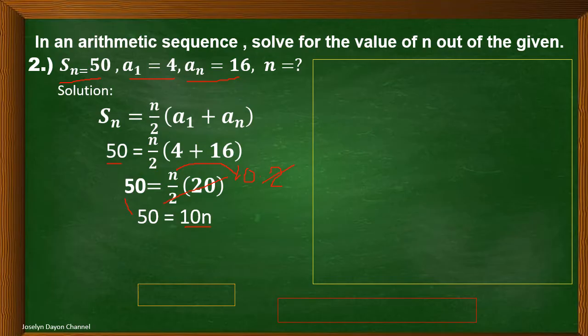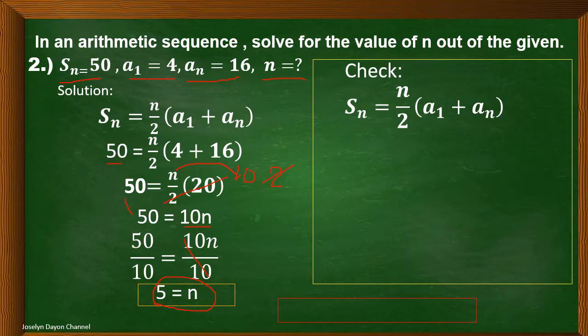Next, to solve for n, we have to divide both sides of the equation by 10. So therefore, 10n divided by 10 is n, and 50 divided by 10, of course, we have the value of n equals 5. Now to verify if the value of n that we obtained is really the value of n, we're going to check. So we have to go back to the formula. This time we're going to substitute n by 5.